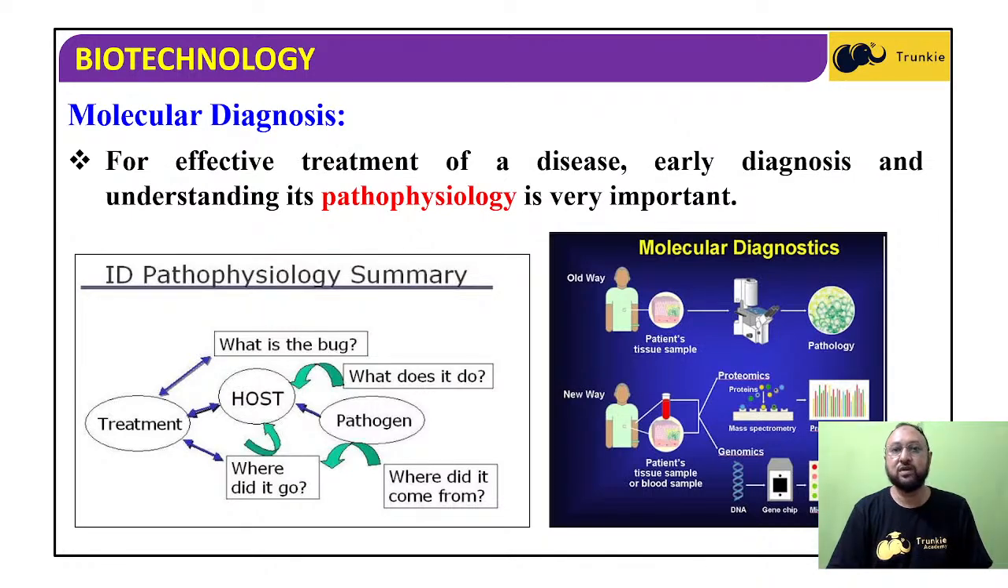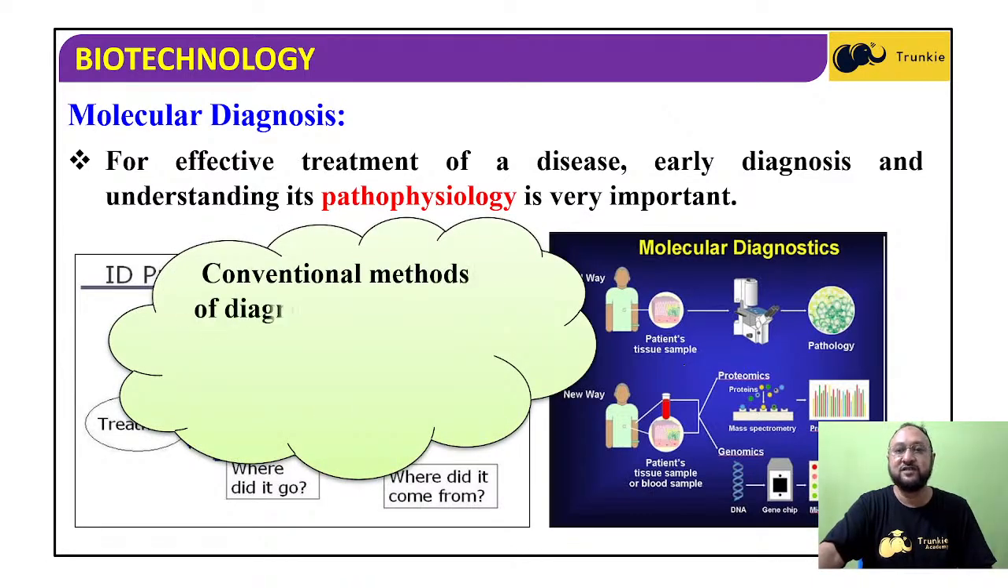Okay, so the old way, what they were doing: the patient's tissue sample was taken, and pathology diagnostics were done. Now, the new way, with the help of biotechnology, the patient's tissue sample or blood sample is taken, then it's called proteomics. Okay, proteomics, where the proteins are observed, and then the genomics of the person, the DNA, the genome is observed, and gene chip, then a molecular image is taken with the help of instruments. So then we know where the defect is in case of this genetic disorder.